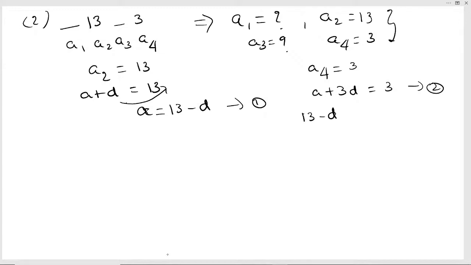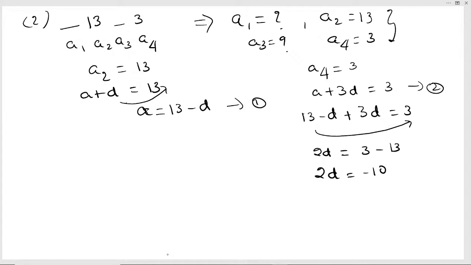So 13 minus D plus 3D equals 3. Now send 13 to the right hand side. So therefore here minus D plus 3D. So minus into plus is minus. If you subtract, 3D minus D is 2D. It's plus 2D equals 3 minus 13, because if you send plus 13 to the right hand side it will become minus 13. Okay. So therefore 2D equals 3 minus 13, which is minus 10. So therefore D equals minus 10 divided by 2. So 2 fives are 10. So therefore the common difference will be minus 5.